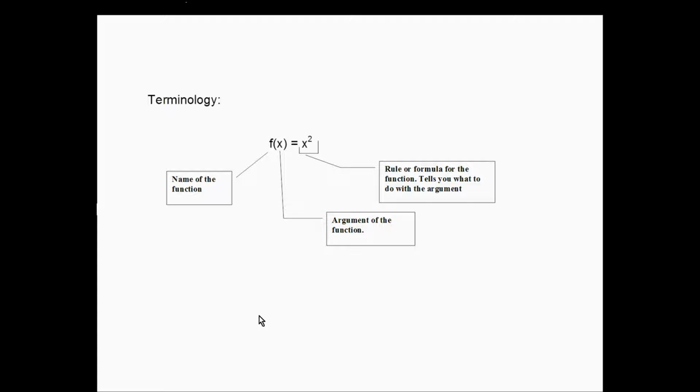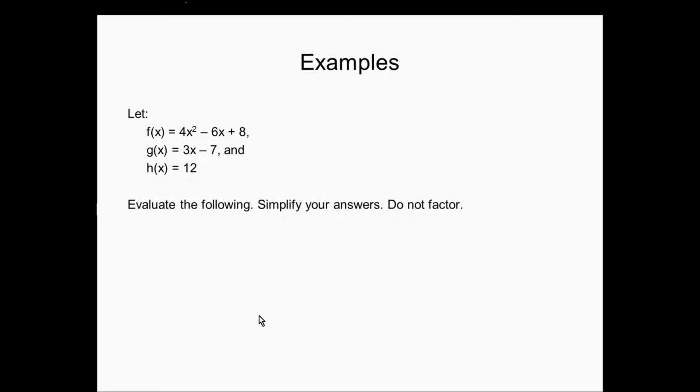So the function always acts upon its argument. Let's try some examples. I'm going to let f of x equal 4x squared minus 6x plus 8, g of x is 3x minus 7, and h of x is 12. I want to evaluate the following. Simplify your answers. Do not factor.